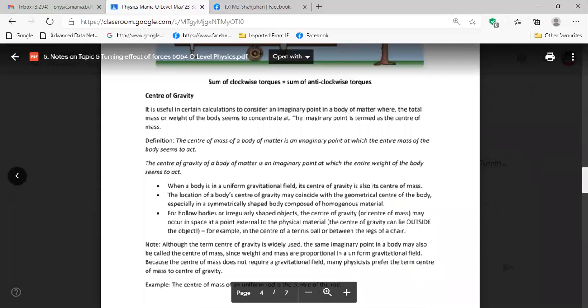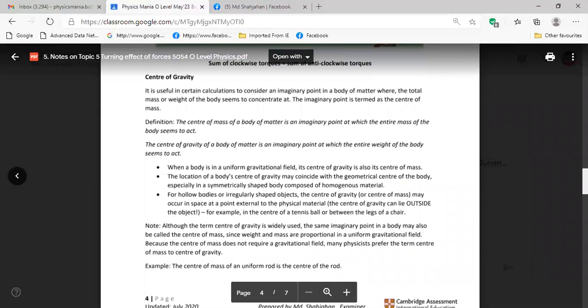So what is center of gravity? Can you read please? It is useful in certain calculations to consider an imaginary point in a body of matter where the total mass or weight of the body seems to concentrate. The imaginary point is termed as the center of mass.